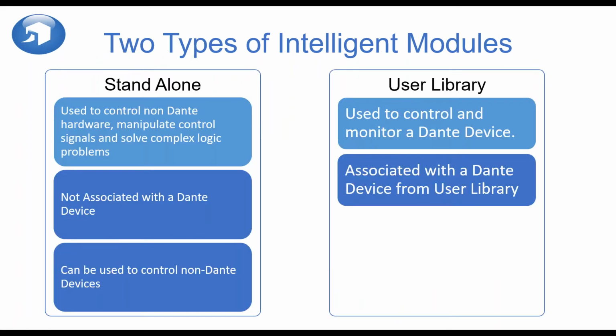So there are two types of intelligent modules. And I think from the examples I gave, you can kind of figure out how those split apart. You have the standalone modules, which are used to control non-Dante hardware, manipulate control signals, and solve complex logic problems. They're not associated with a Dante device. And then you have the user library intelligent modules, which are used to control and monitor a Dante device. And they're associated with a specific Dante device from your user library.